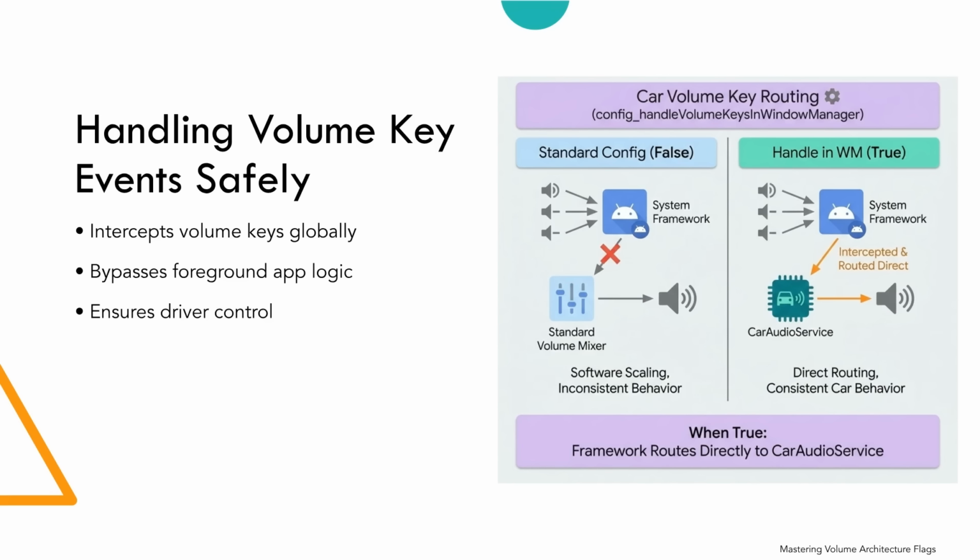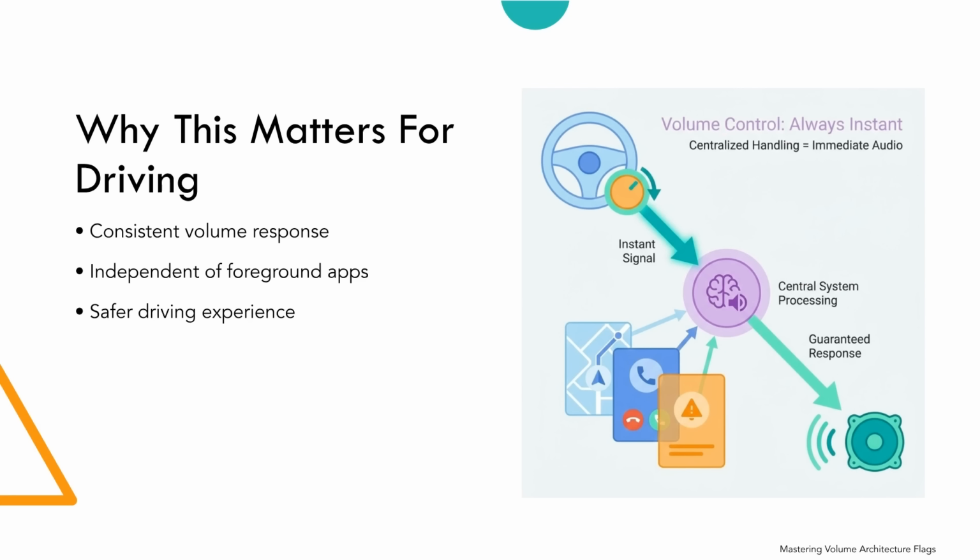The flag config_handleVolumeKeysInWindowManager controls this logic. When this flag is true, the system intercepts volume keys at the framework level and routes them directly to car audio service. When you drive a car, volume control must always respond instantly. You should not depend on which app is visible. By handling volume keys centrally, the system guarantees immediate audio response, even during navigation, calls, or alerts.